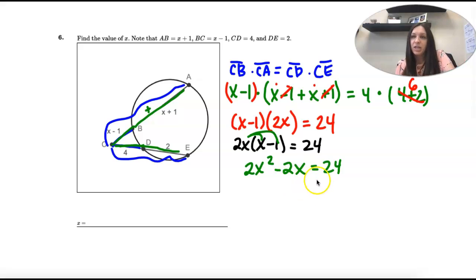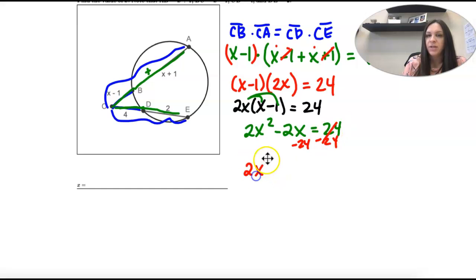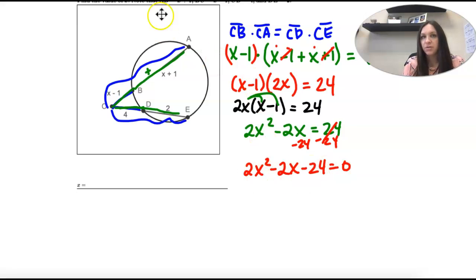And then, because we have an x squared, we want this equal to 0. So I'm going to subtract 24 from both sides. I have 2x squared minus 2x minus 24. None of these are like terms. This is quadratic because it's x squared. That means it's going to have 2 answers. And, you're not going to like this, but we have to use the quadratic formula because of this 2. Or you can divide everything by 2, but I'm going to do the quadratic formula.